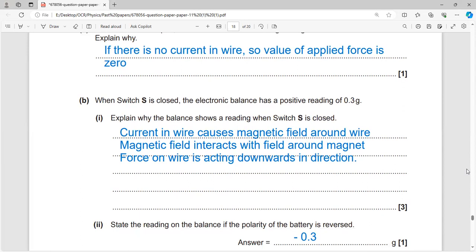Current in the wire causes a magnetic field around the wire. This magnetic field interacts with the field around the magnet, so the force on the wire acts in the downward direction. We can also find this by the right-hand rule. This force is measured by the weight balance, which gives the reading of 0.3 gram.